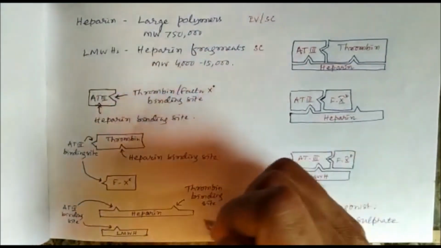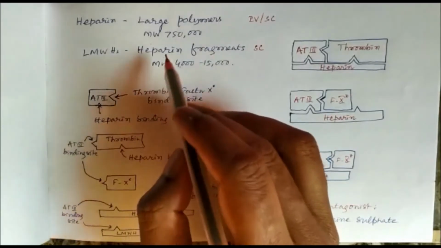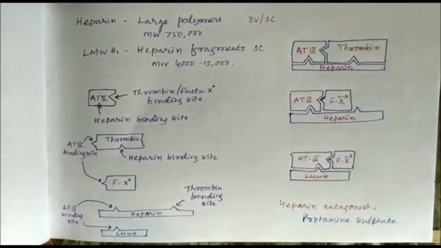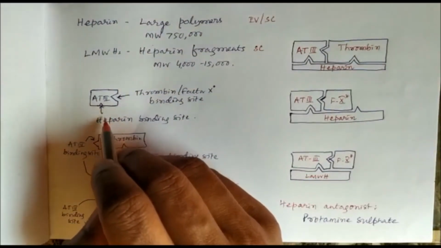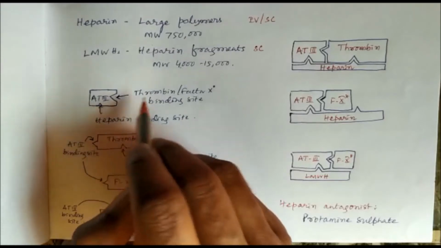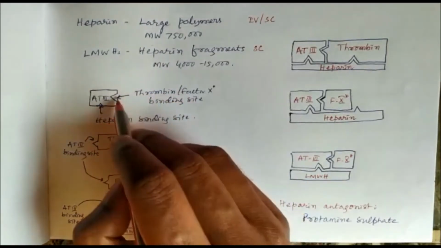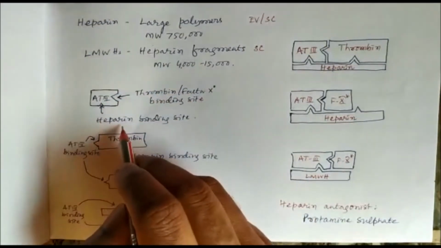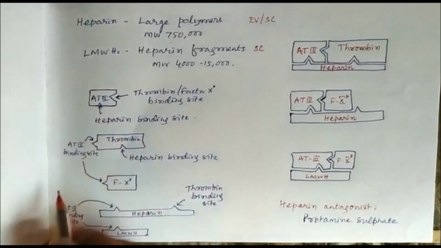Let us understand the mechanism of heparin and low molecular weight heparin through these diagrams. We have antithrombin 3, which has two sites. One is the heparin binding site, and the other is the thrombin binding site or factor 10 binding site. To this site either thrombin will bind or factor 10 will bind, and another site is for binding of heparin.